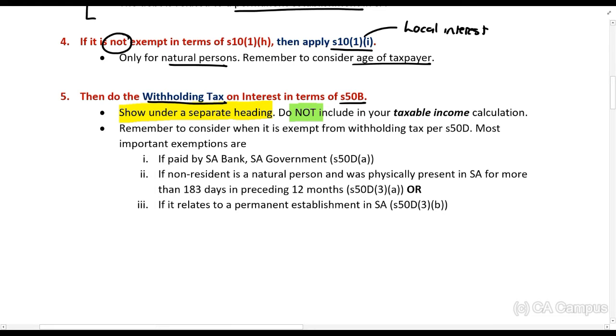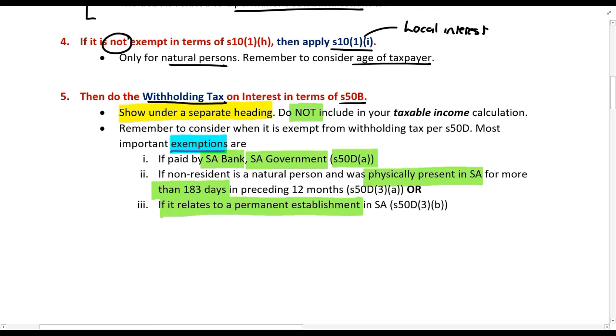And the most important exemptions, so when these exemptions apply, there is no withholding tax. The exemptions are, if it's paid by the South African bank or by the South African government, Section 50(d)(a) tells us that. If the non-resident is a natural person who was physically present in South Africa for more than 183 days, or if it relates to a permanent establishment, then it will be exempt. In other words, guys, what does that mean? It means there's no withholding tax then.